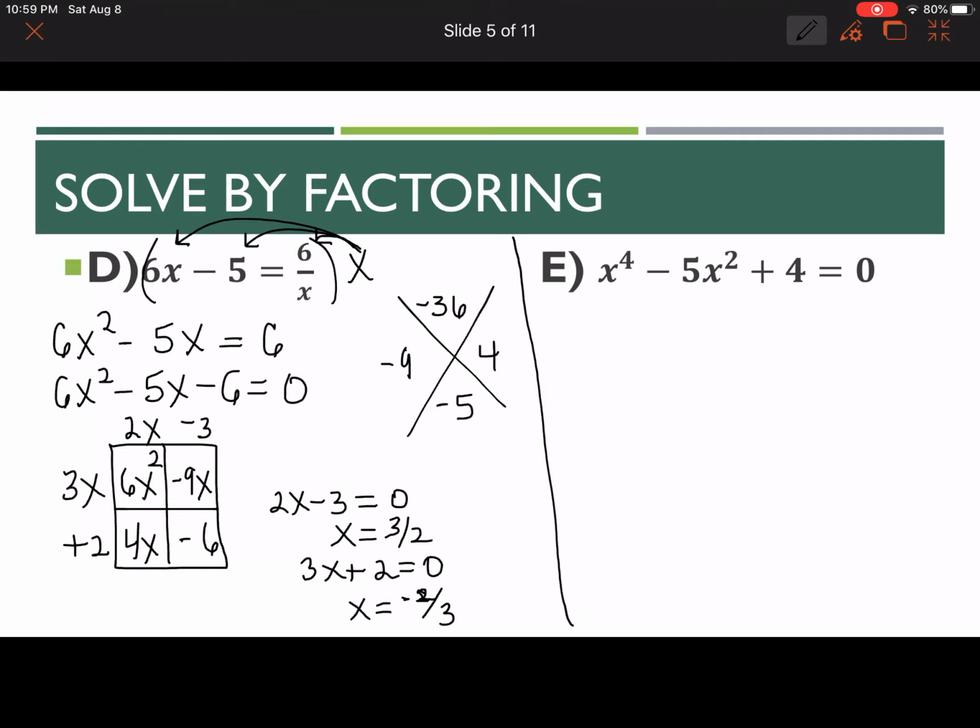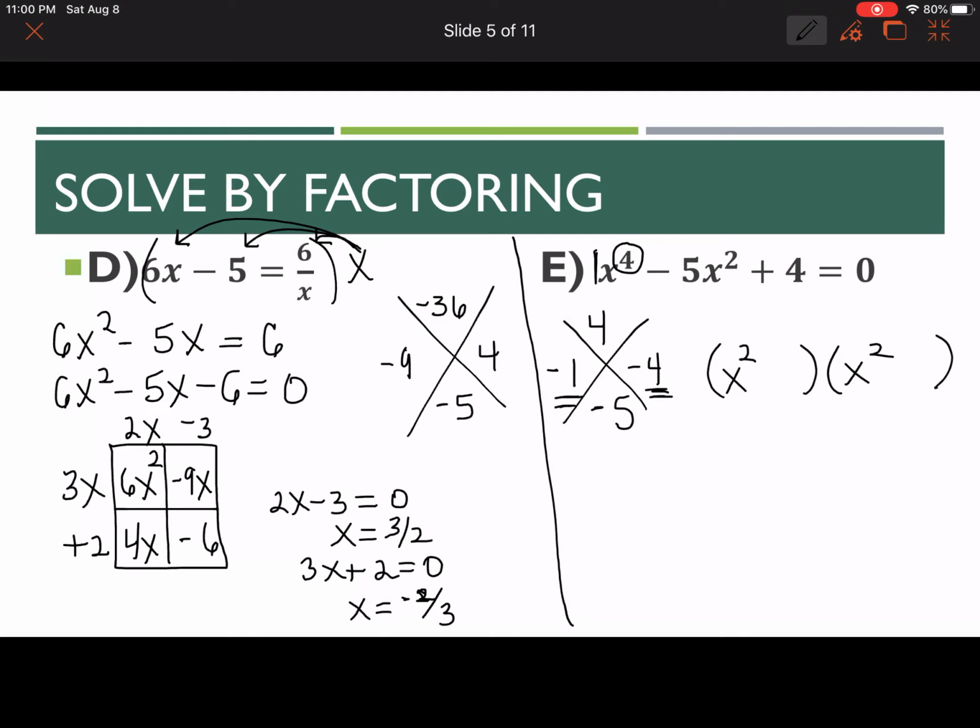So what we're going to do, however, is just like before, we're going to find our two numbers that multiply to be a times c and add to b. So they multiply to be positive 4 and add to negative 5. That's negative 1 and negative 4. Now the only difference is, because we started off with a 4th degree, we're going to split that in half, and we're going to put these two numbers at the back. So we have x squared minus 1 and x squared minus 4.